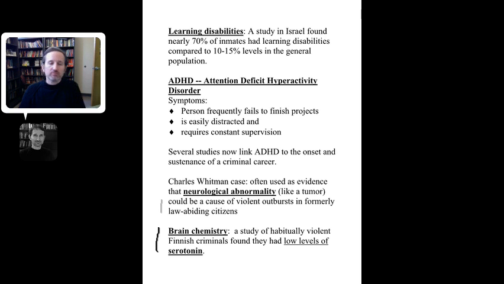That leads to a discussion of brain chemistry and the idea that we are, again, not born with equipotentiality. Some people have higher levels of serotonin than others. And serotonin has been linked to depression. It's been linked to impulsiveness. And studies of habitually violent criminals in Finland found that they had lower levels of serotonin.